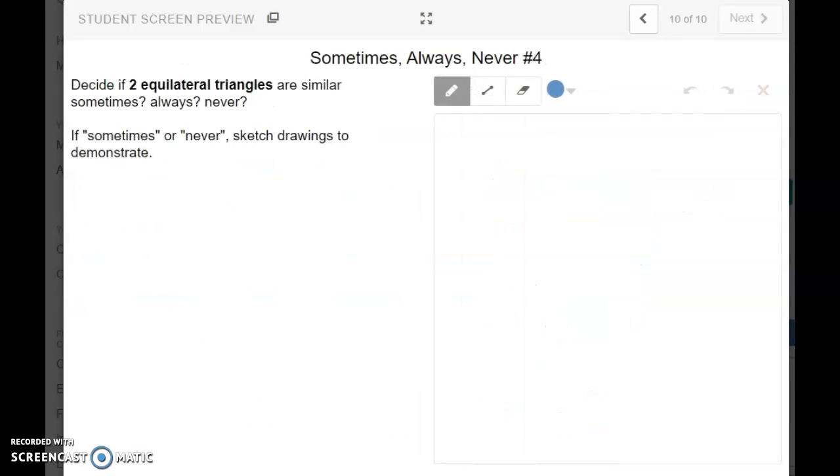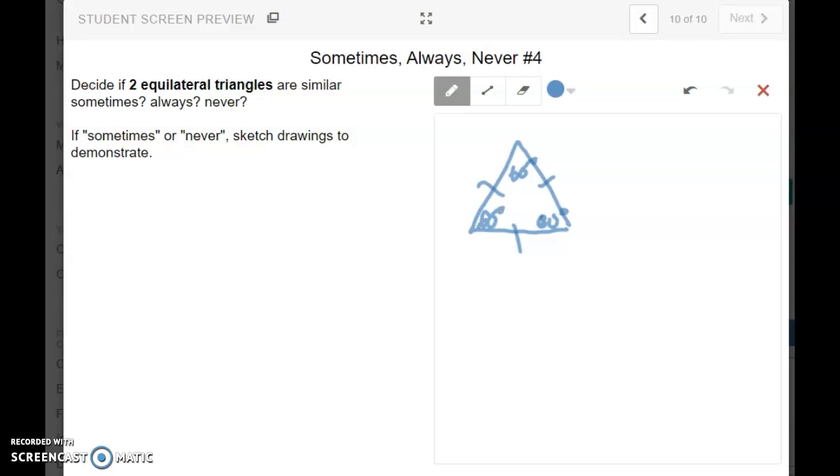Let's try. Decide if two equilateral triangles are similar: sometimes, always, or never. Okay, so if I have an equilateral triangle, that means each of the sides is equal. That also means that each of the angles, remember, because they are opposite, they have to be equal. So that has to be 60 degrees, 60 degrees, and 60 degrees.